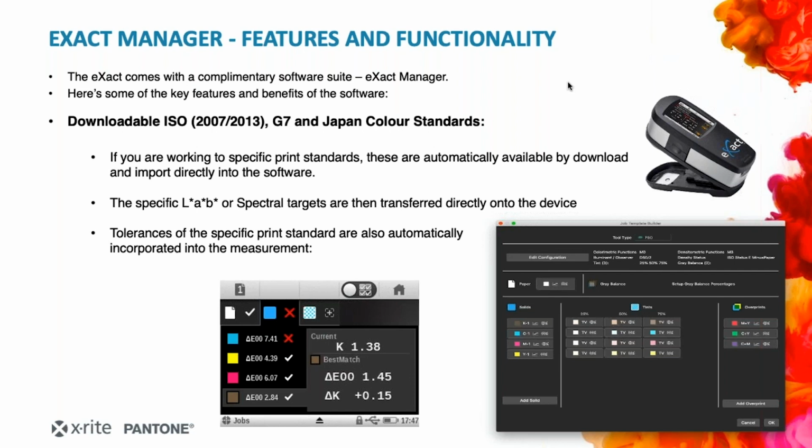As you can see on the right hand side, this is what the import actually looks like. All of the spectral targets, tint patches, dot gain information, overprints are all pre-built into the template. I just need to drag and drop onto my device. Okay, so if I'm looking for conformance to ISO, for example, for commercial print standards, I can easily do that. Okay.